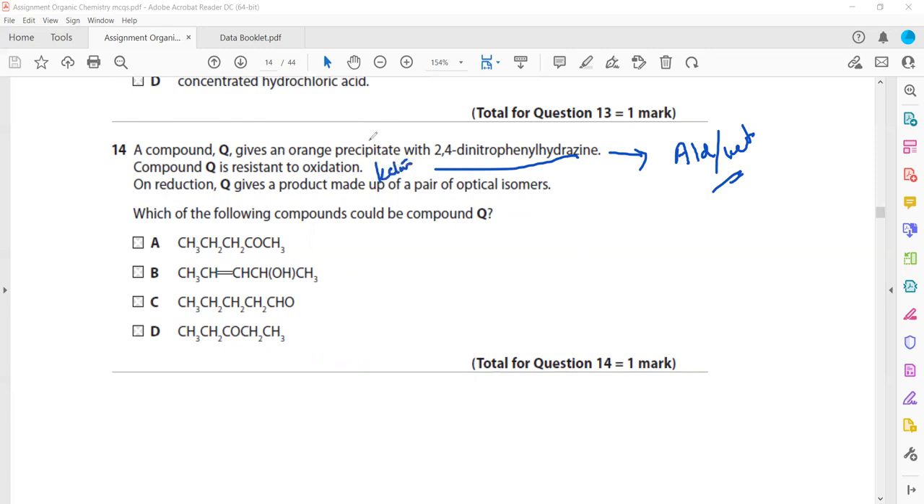Because aldehyde can be oxidized, ketone cannot be oxidized. So the first observation gives an idea it might be an aldehyde or ketone. The second observation, in which it cannot be oxidized, confirms that it is a ketone. And on reduction it gives a product made up of a pair of optical isomers. So it means it contains a chiral carbon.